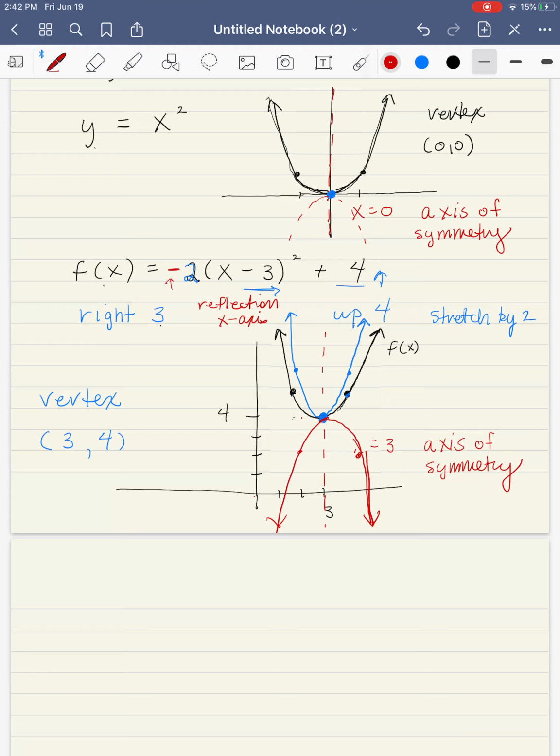There we go. So doing that reflection, putting that negative on there, did not change my vertex. It's still the vertex 3, 4. I still was going to the right 3 units and up 4 units. But notice that now, because of this negative, the parabola is opening down instead of up.